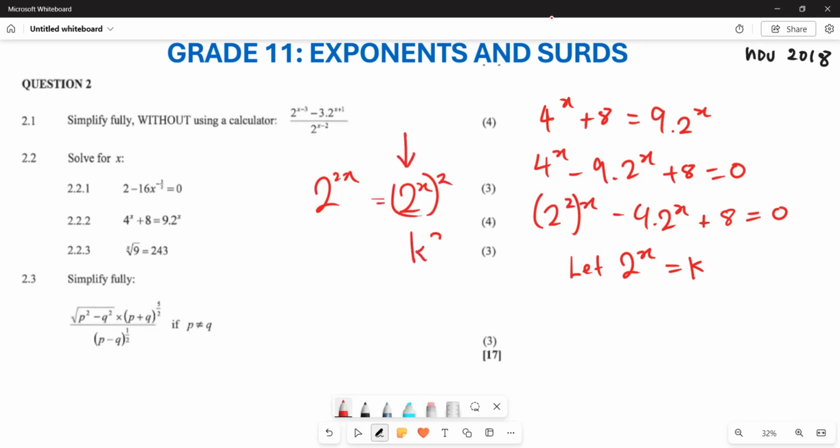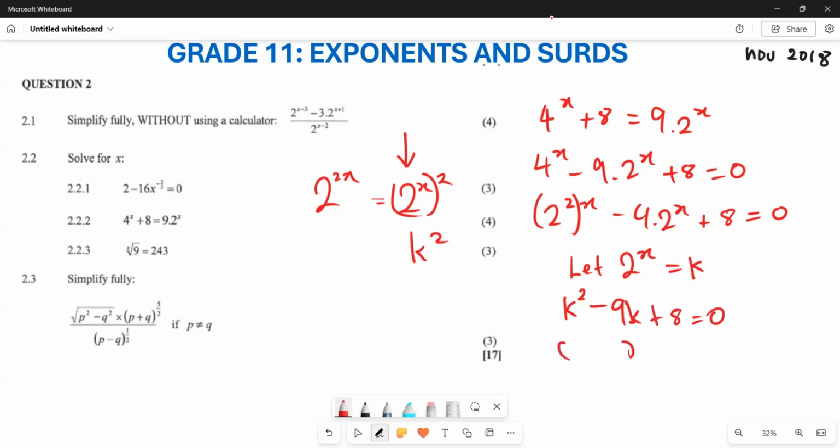This is going to be the same as your k what? K squared. Okay. Now these are one and the same thing. So which means this here is going to what? Here you're going to write your k, which is going to be k squared, subtract your 9 multiplied by k, which is going to be 9k, plus your 8 is equal to 0.